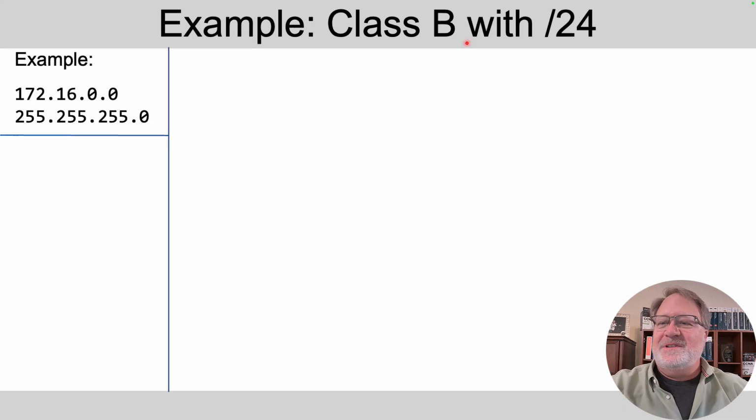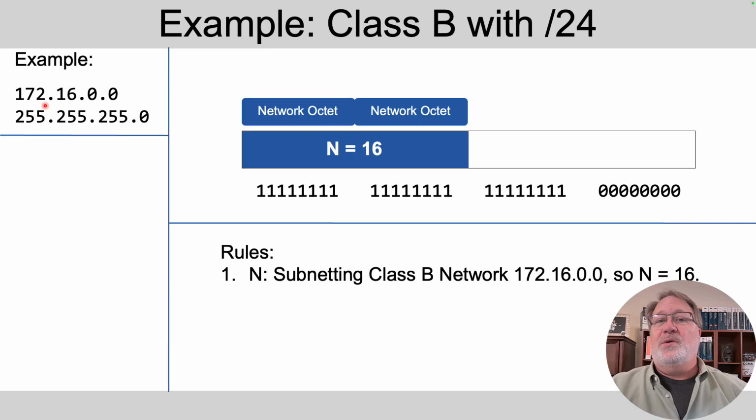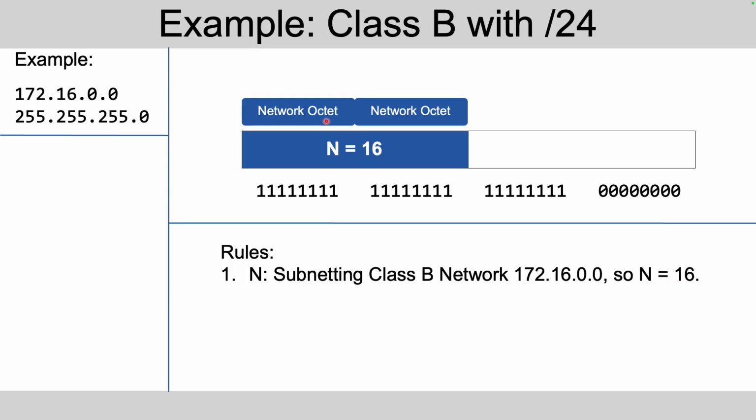So let's do an example. It says Class B network with a /24 mask, and specifically it's network 172.16.0.0, and I've rewritten the mask in dotted decimal notation, 255.255.255.0, and I'll leave this over here on the upper left of the screen for the next many slides, all right? So we're going to start out by doing our classful analysis, that is, figure out the number of network, subnet, and host bits. Well, we're subnetting a Class B network, so we know by definition it's got 16 network bits. There they are. Now that means the whole entirety of the first 2 octets are network bits, so I'm going to treat those as network octets for my process.